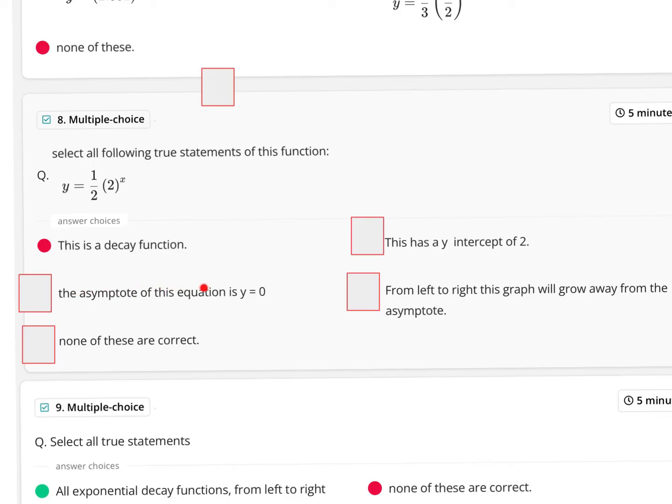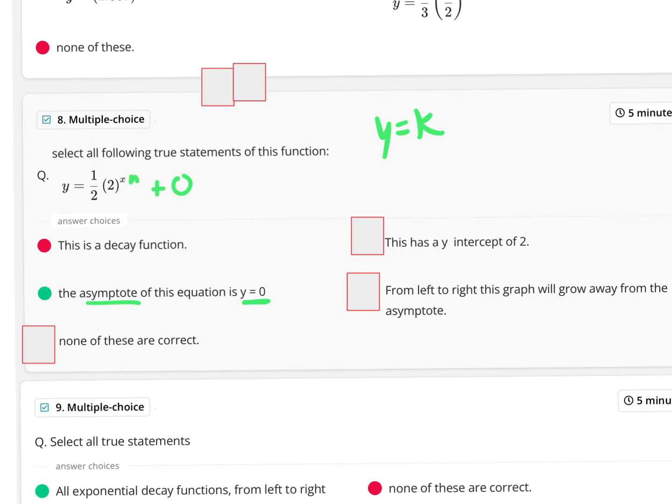The asymptote of this equation is y equals 0. Remember that the asymptote of any growth or decay function is y equals the k value. Okay. Now, obviously, there is no h up here with x, and there is no plus k, so it's technically plus 0, which makes sense that the asymptote is y equals 0, the horizontal line y equals 0, which is really the x-axis in this case. So that is a true statement there.